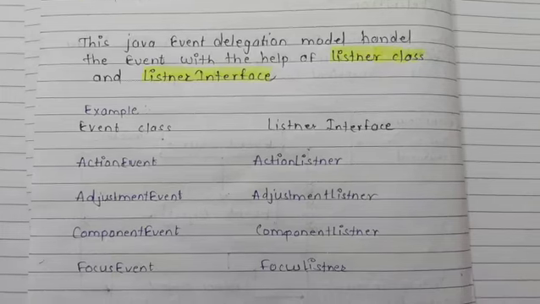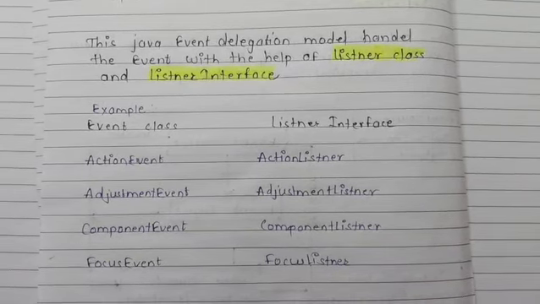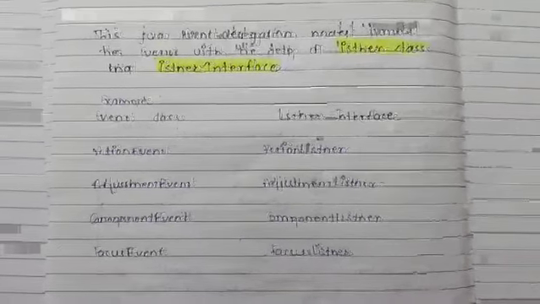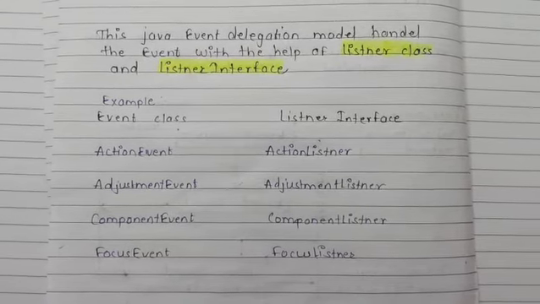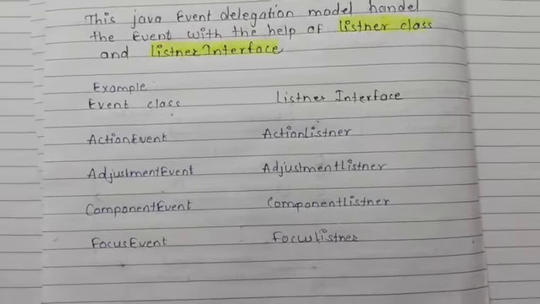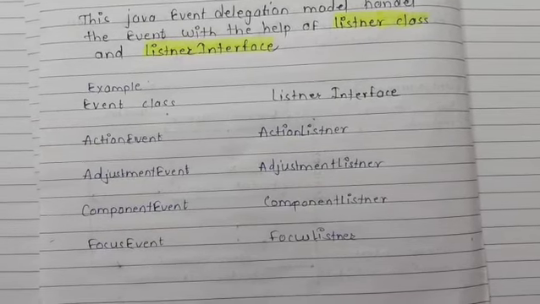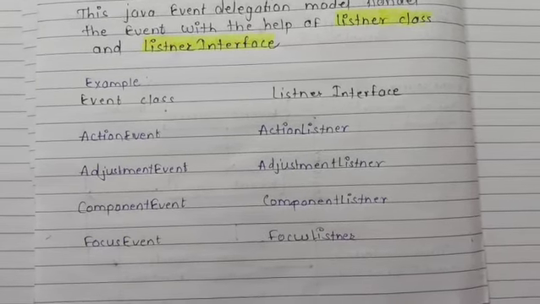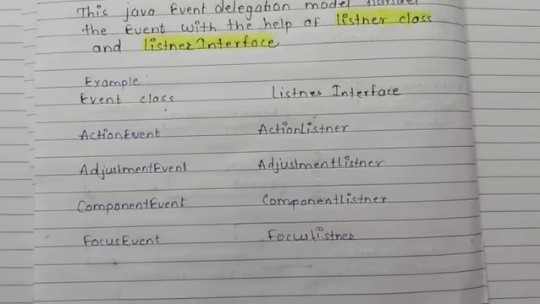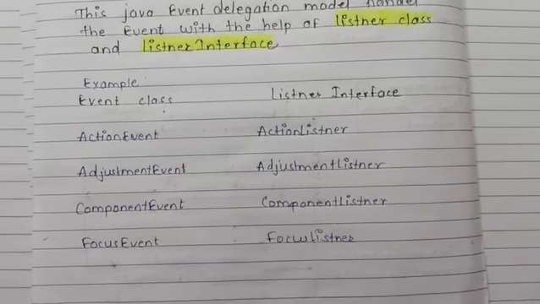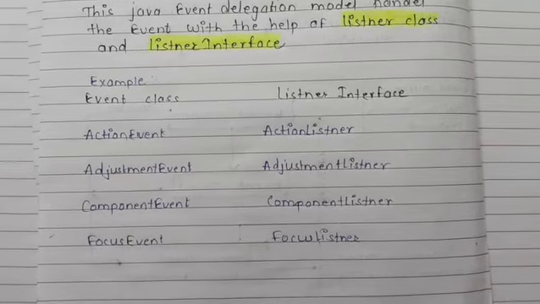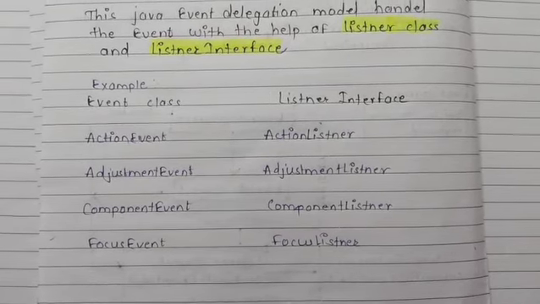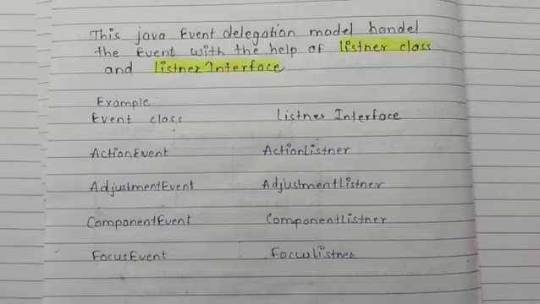Now, this is the Java delegation model. It handles the event with the help of the listener class and listener interface. But Java provides a variety of classes and corresponding interfaces as shown on the screen. It has event classes and listener interfaces too. For example, action event has action listener, adjustment event has adjustment listener, component event has component listener, focus event has focus listener. Not just that, Java provides many more event classes and listener interfaces for handling any type of event.